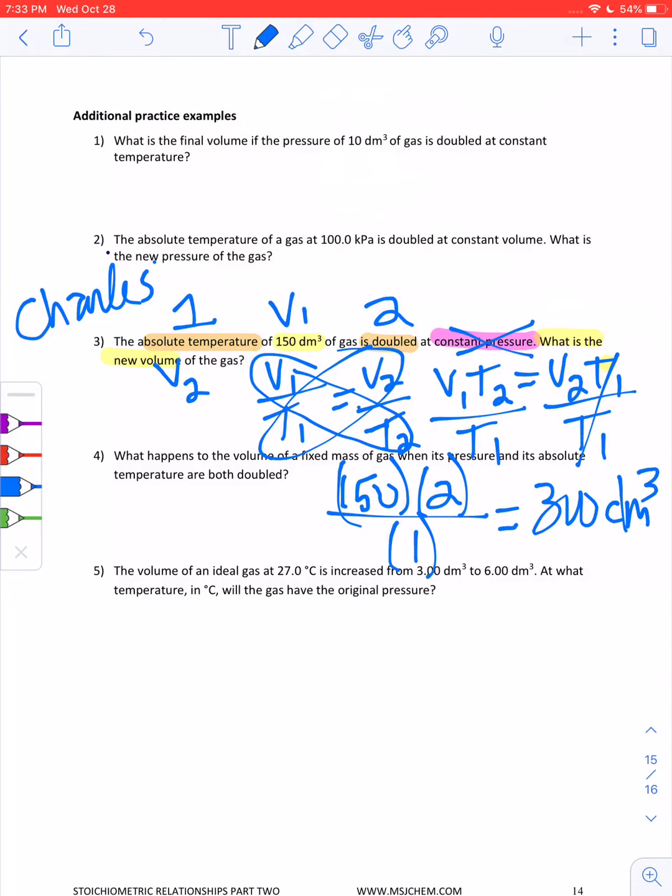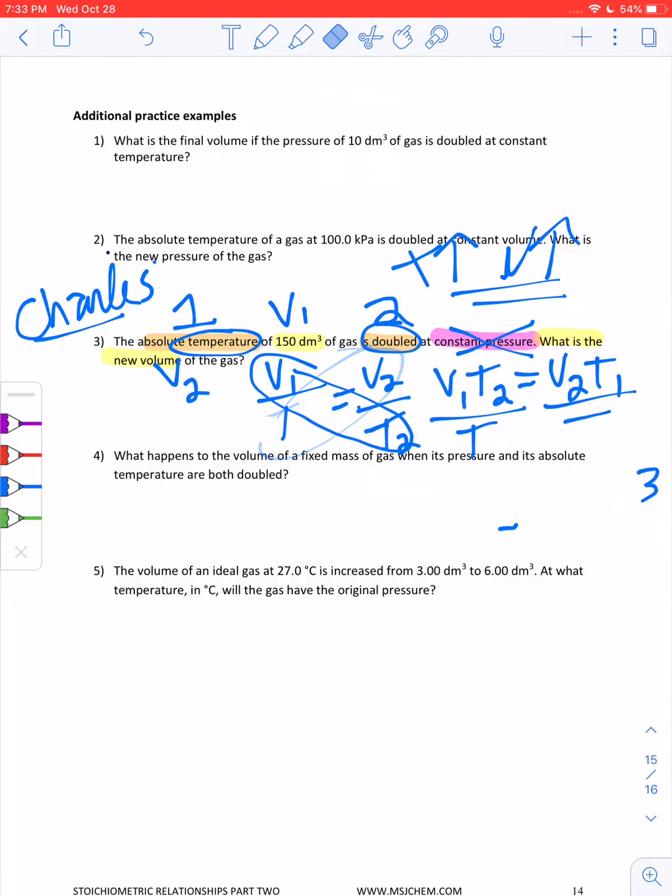Now, I will say that you can do this without math. If I understand that according to Charles' law, volume and temperature have a direct relationship, so if the temperature goes up, the volume goes up by the same amount. Because they said the temperature doubled, that means the volume also has to double. So you can explain it with words by simply saying that volume and temperature have a directly proportional relationship. Therefore, if the temperature doubles, the volume will also double, and the new volume would be 300 because that's 150 times 2.